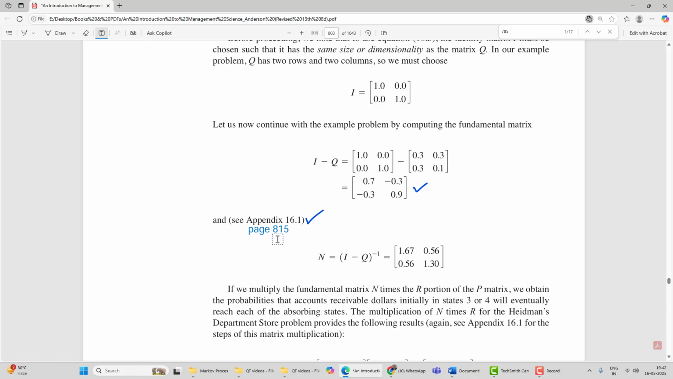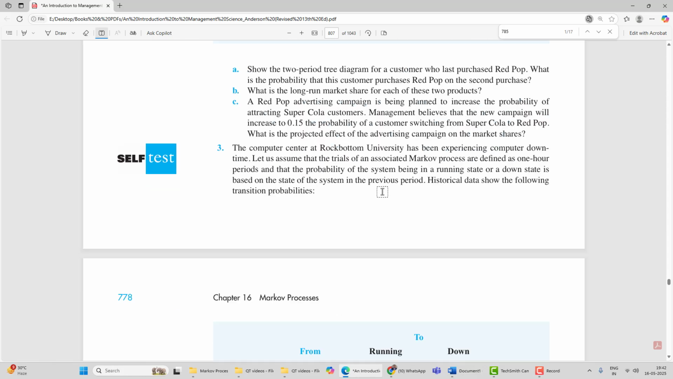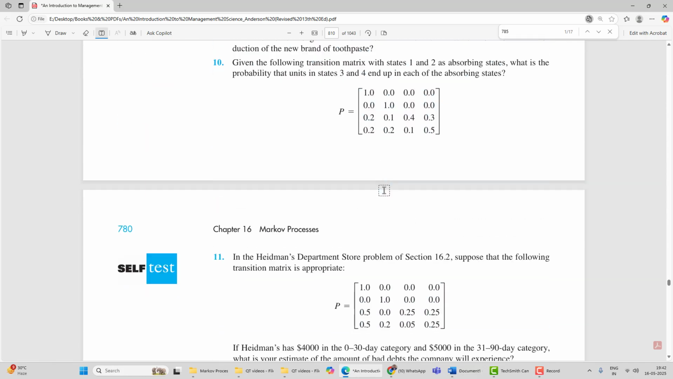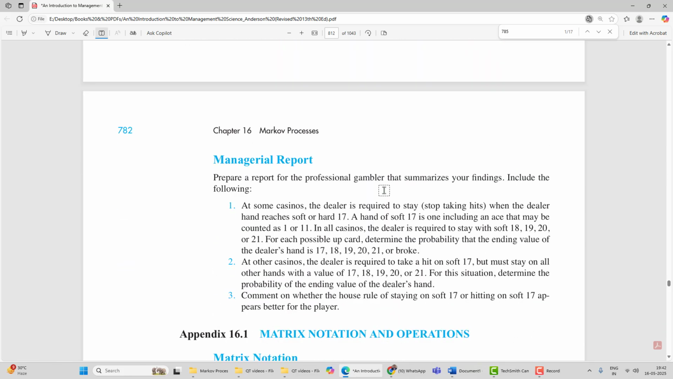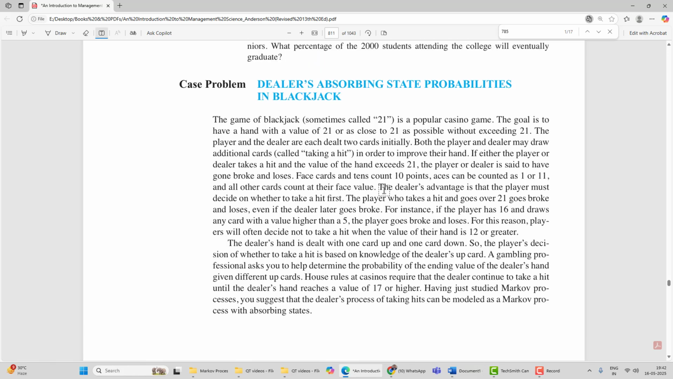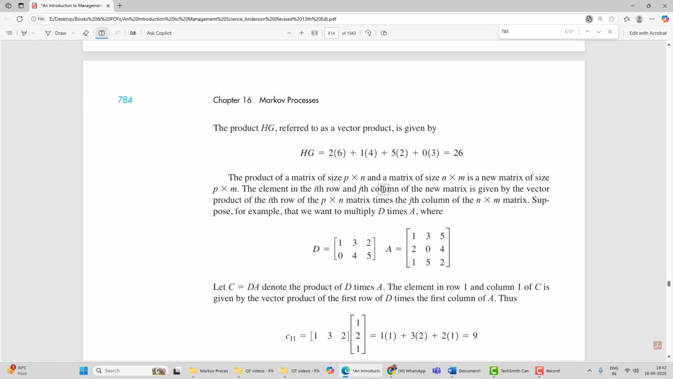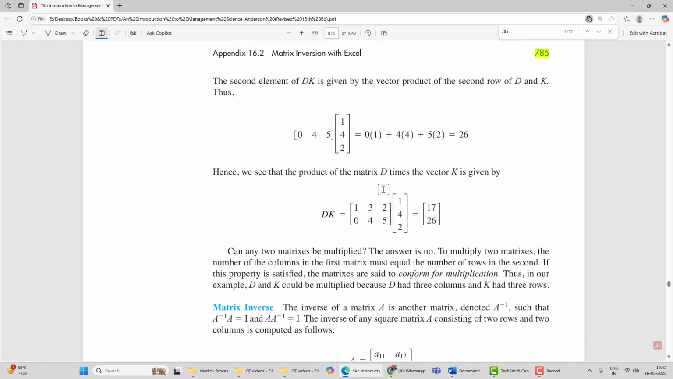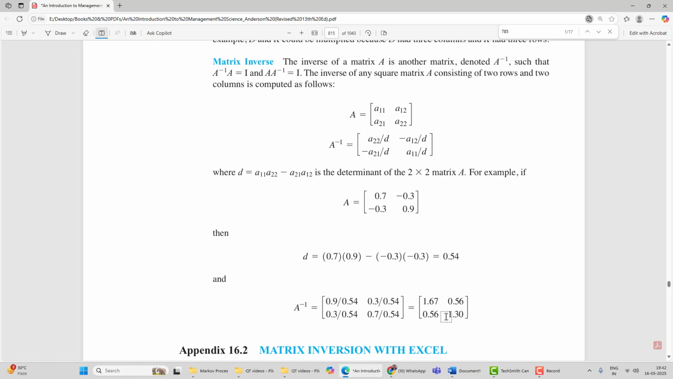Now we want to find the inverse of this matrix I minus Q. And how to find the inverse is given on page 815 here. Let me quickly take you to 815, which is the appendix for this particular chapter, and you will see matrix inversion on 815 here. So, the inverse of a matrix. From here to here the inverse of a matrix is given.